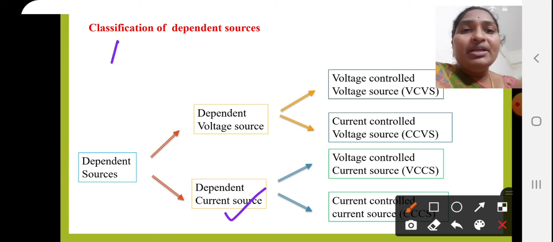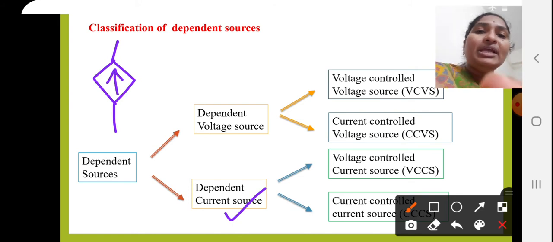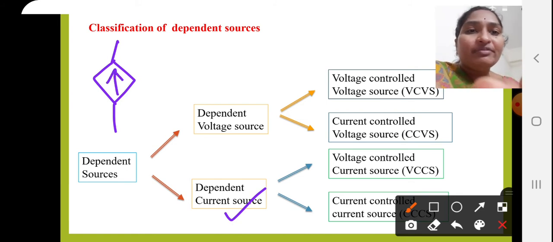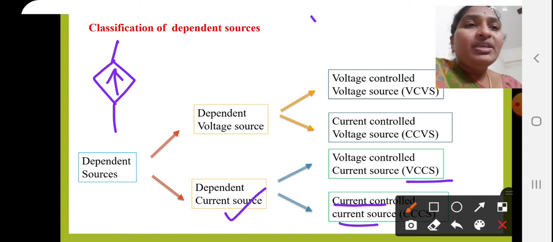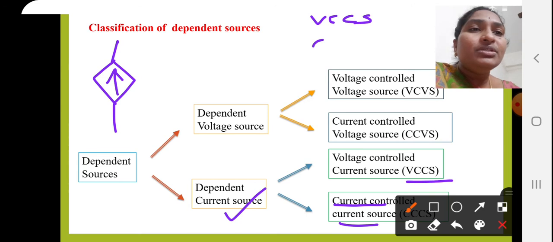Since the dependent current source is represented symbolically with a diamond shape, internal to that diamond shape we represent the direction of current. Here these dependent current sources are again classified into two types: voltage controlled current source (VCCS) and current controlled current source.